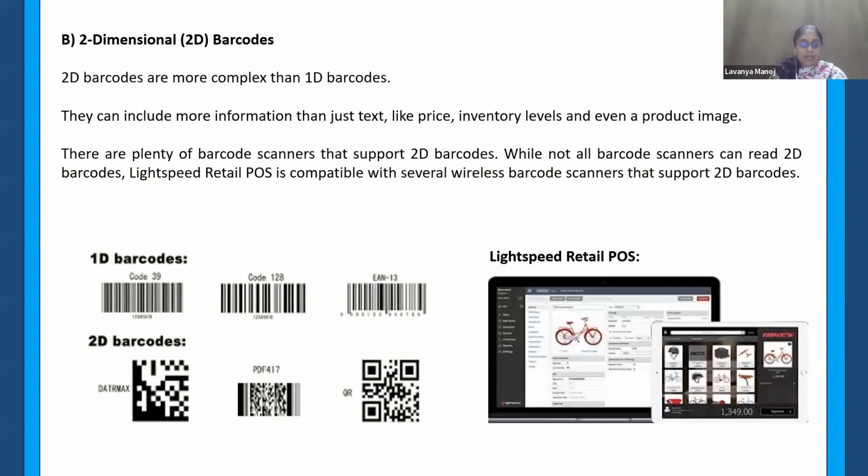But for scanning a QR code, that is a two-dimensional barcode, you need a special kind of point of sale software, which has to be downloaded in the system. So one of the names of the software is Lightspeed Retail POS, but there are many software options available in the market. One among them is Lightspeed Retail. And this QR barcode gives a lot more information than the single dimensional, that is linear, barcode.